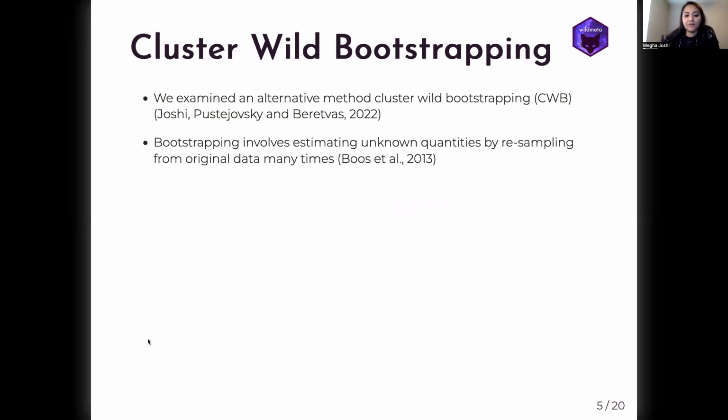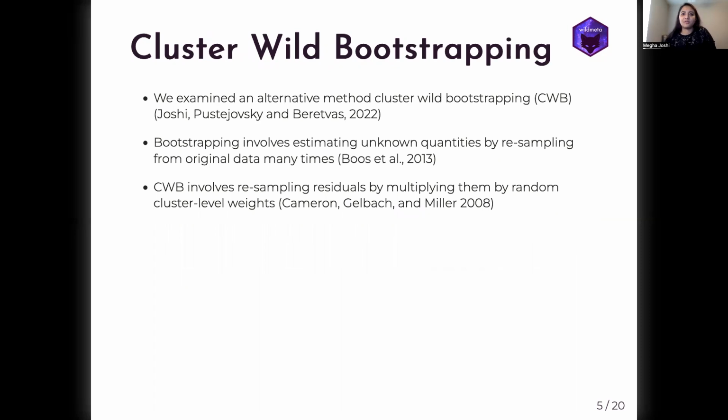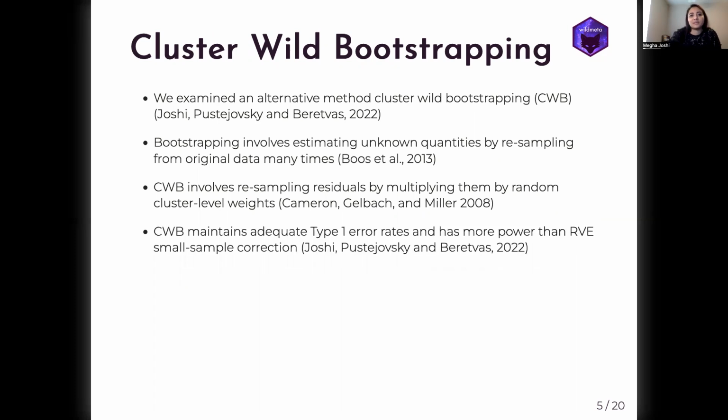Regular bootstrapping involves estimating unknown quantities by resampling from the original data many times. Cluster-wild bootstrapping in particular involves resampling residuals by multiplying them by random cluster-level weights. In our paper, we showed that cluster-wild bootstrapping maintains type 1 error rates adequately, and has more power than RVE with small sample corrections.